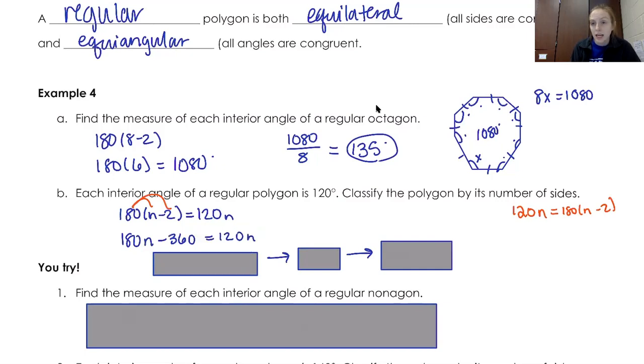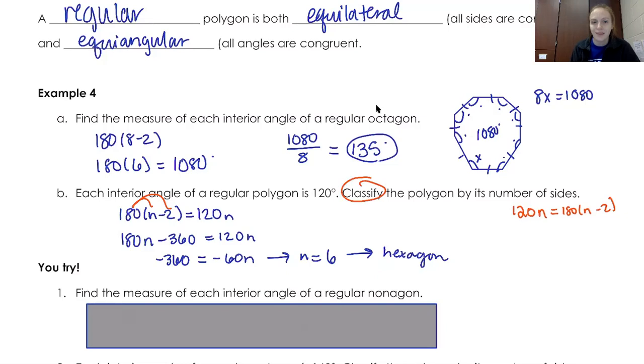Subtract 180n on both sides to get the variables together. That gives us negative 360 equals negative 60n. Then divide by negative 60 on both sides, and we get n is equal to 6. We have to classify this. A 6-sided polygon is a hexagon.